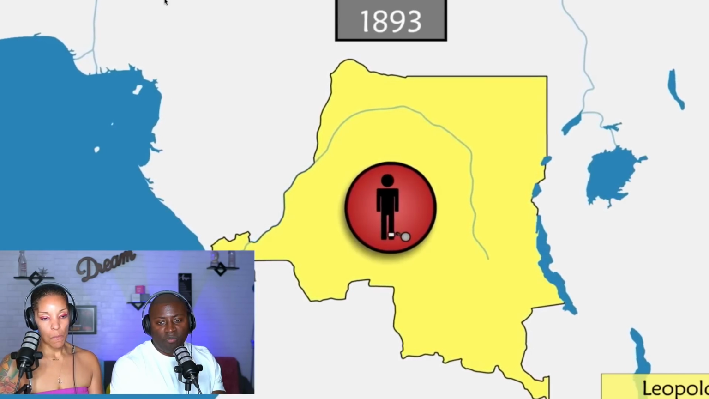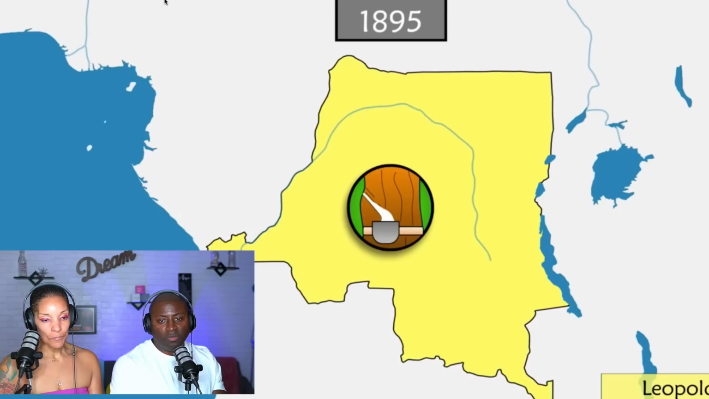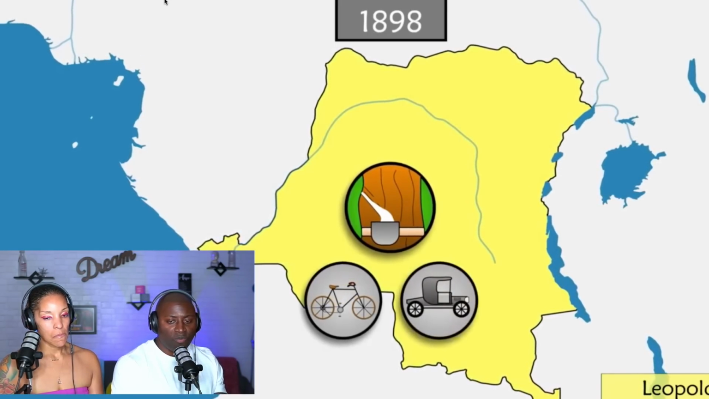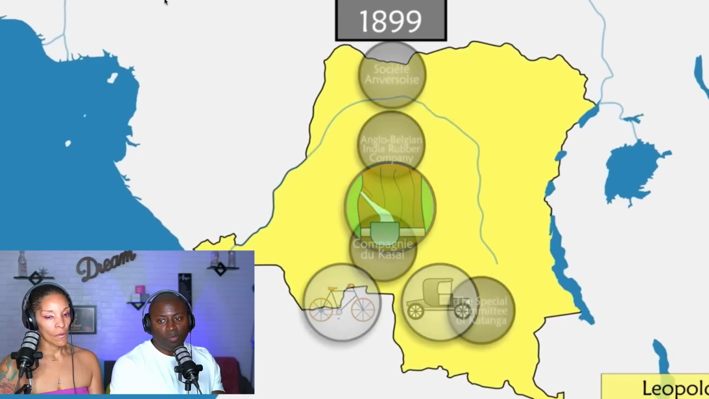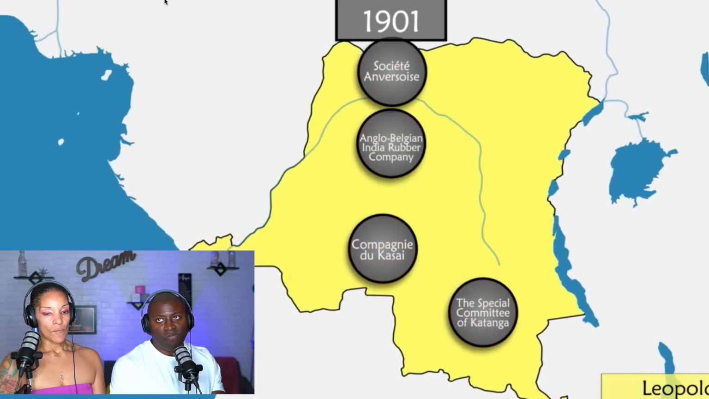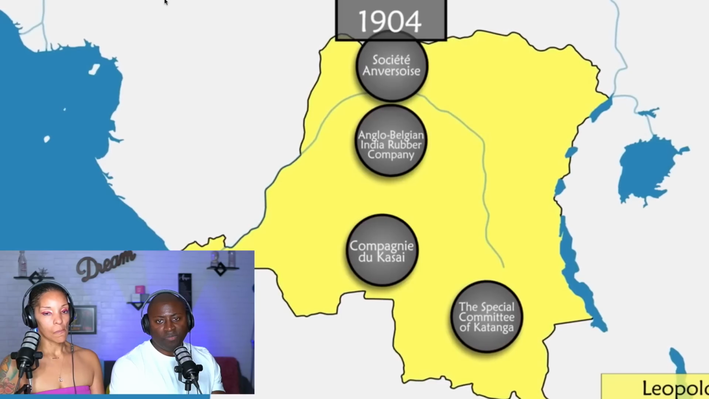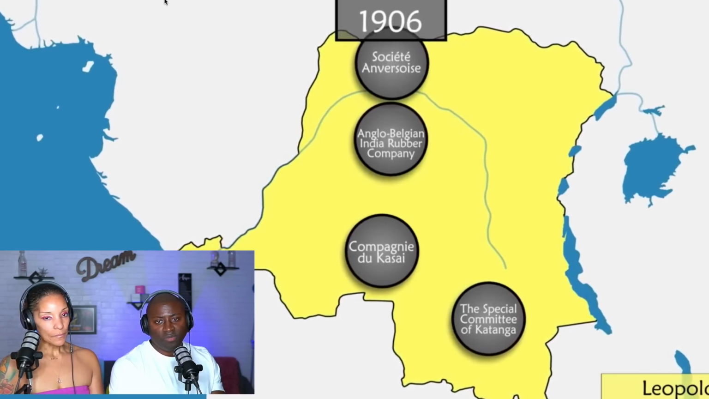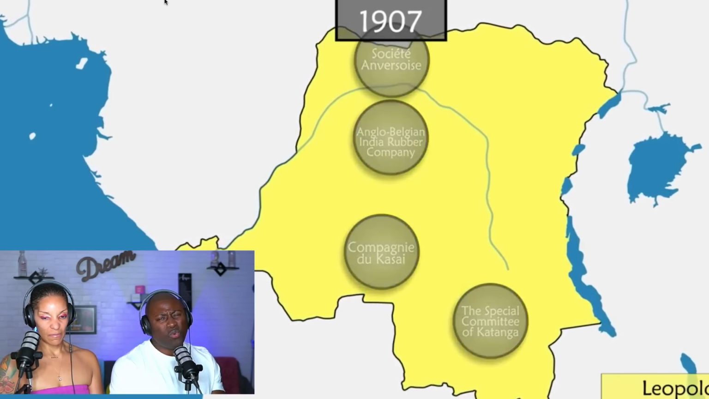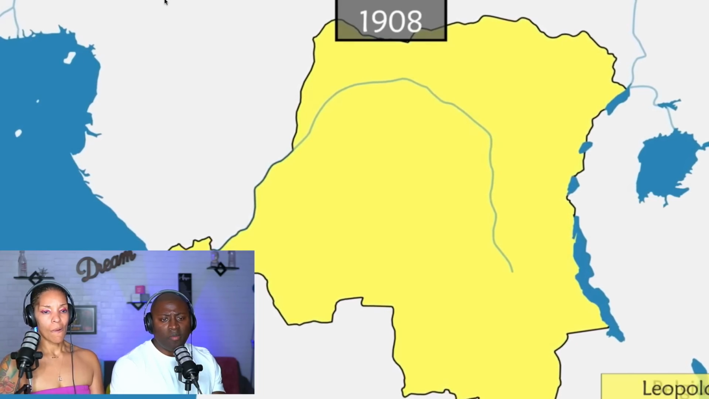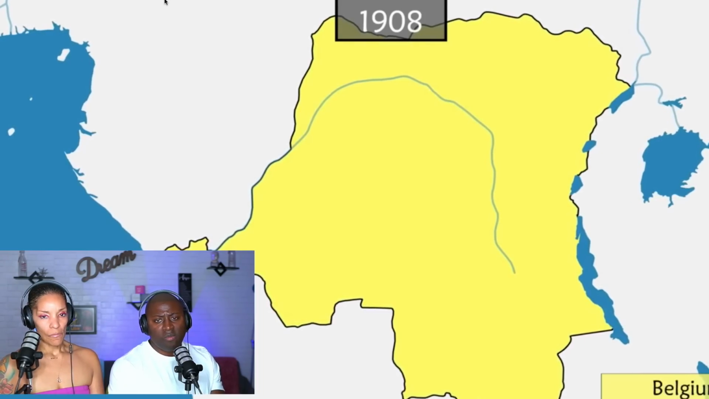The population has to mainly produce rubber, which is in great demand with the booming of bicycles and the invention of the automobile. The immense territory is shared with private companies. The population is under pressure to produce more and more, and those who don't meet the quotas are massacred or mutilated. In 1908, under international pressure, Leopold II cedes the Congo to the Belgian state, which puts a direct end to these methods.